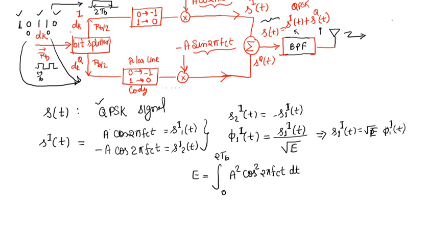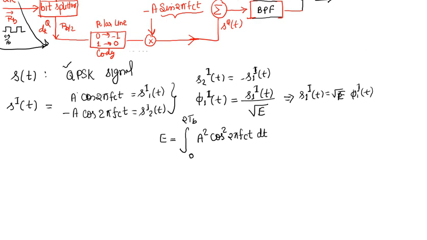So we were evaluating, or calculating, the energy of the S1 I(t) signal. S1 I(t) is A cos 2 pi fc t, therefore the energy will become this, and since the duration of this pulse is from 0 to 2TB, A square, 1 plus cos of 4 pi fc t, dt, divided by 2.